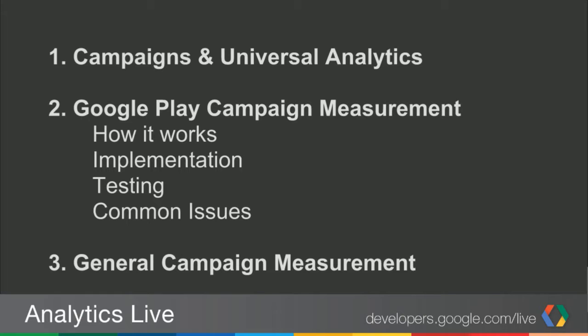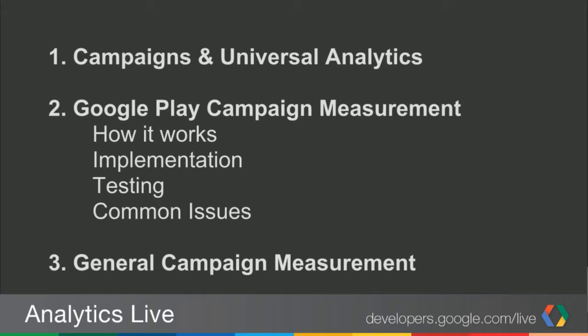I'll then walk through how Google Play campaign measurement works. This is really the main use case for most people doing attribution on Android: tracking installs from the Google Play Store and being able to attribute those back to campaigns or other marketing efforts. I'll show you how that works and how to implement it. It's actually really simple. I'll show you how you can test it to make sure it's working before you publish your app, which is always a good thing. Then I'll also show you a couple of common issues that I hear about a lot, that you can hopefully avoid by taking a look at this GDL.